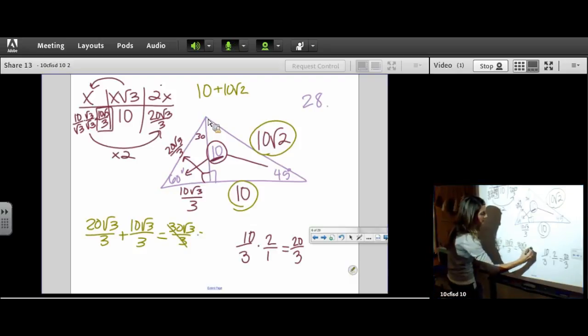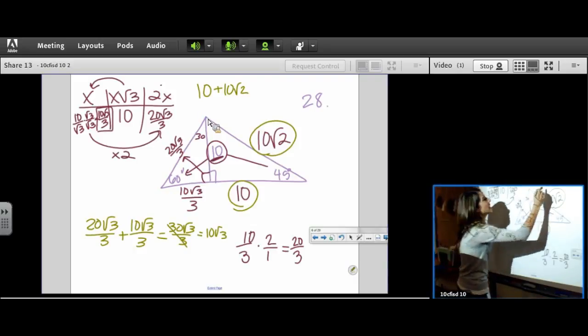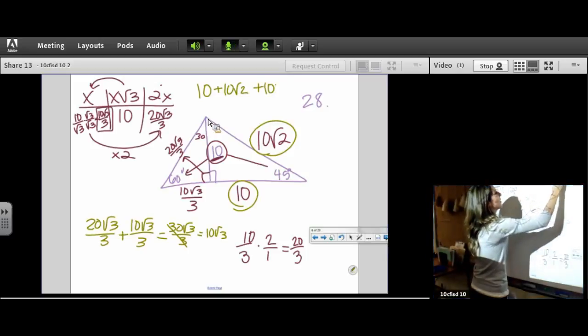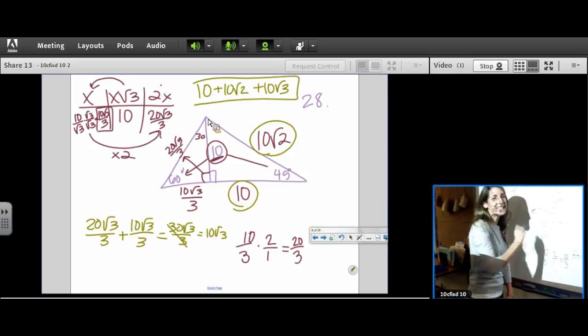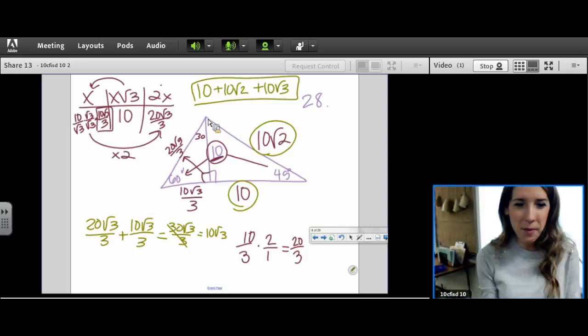Whoa! That's how that 10 root 3 got there. The answer seems so simple for how much work it took to get there. It is beautiful.